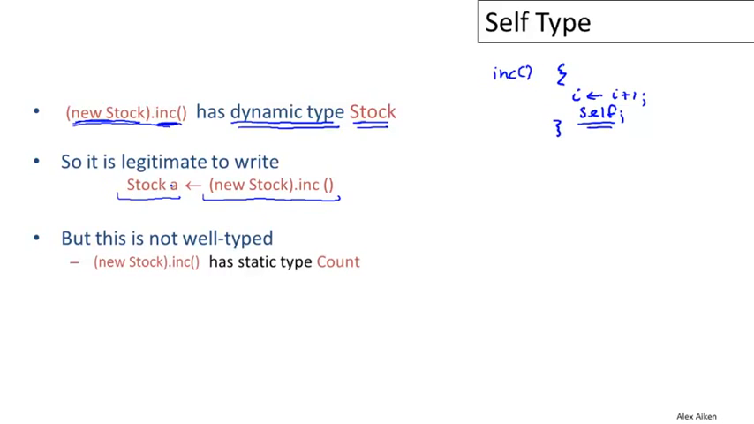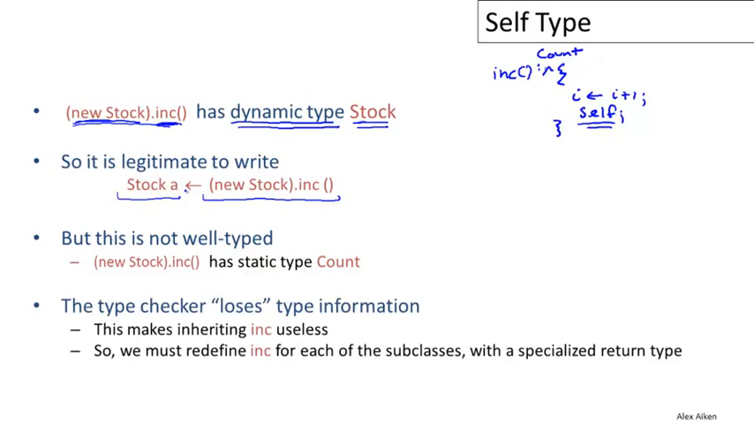But it's not well typed because the type checker loses track of the fact that this is a stock object. All it knows is that increment is declared to have return type count, which is certainly correct because every stock object is also a count object. It's just not useful in the context of this piece of code. And so the type checker loses information, which makes it not very pleasant to put the increment method in the count class to begin with.